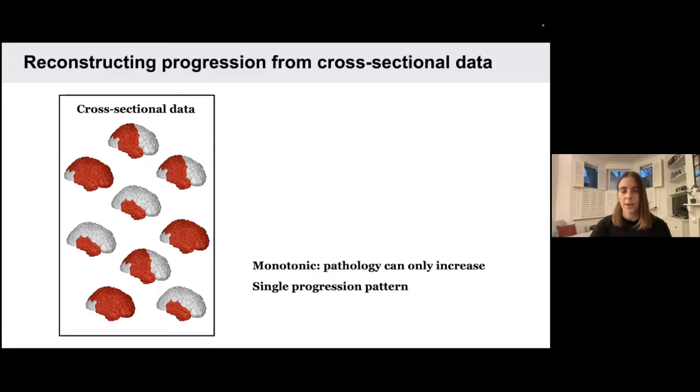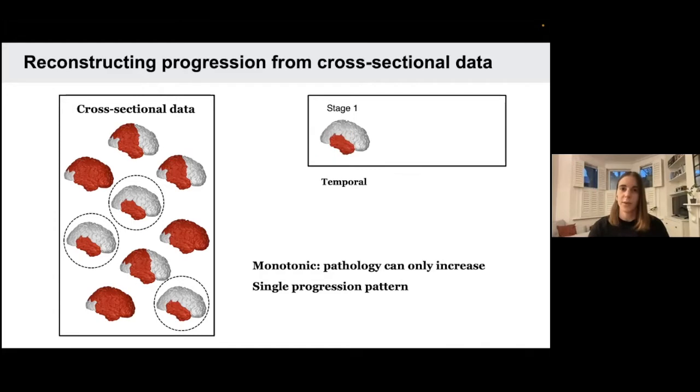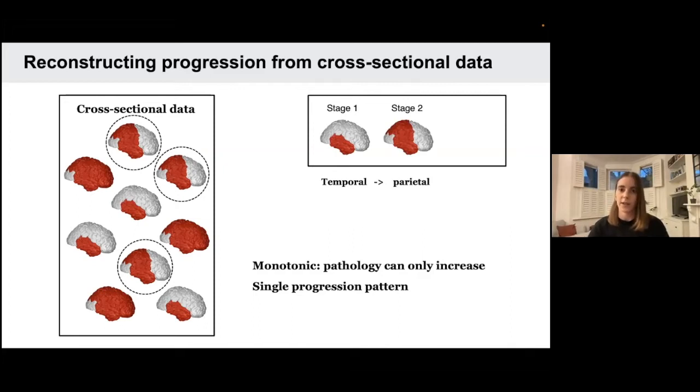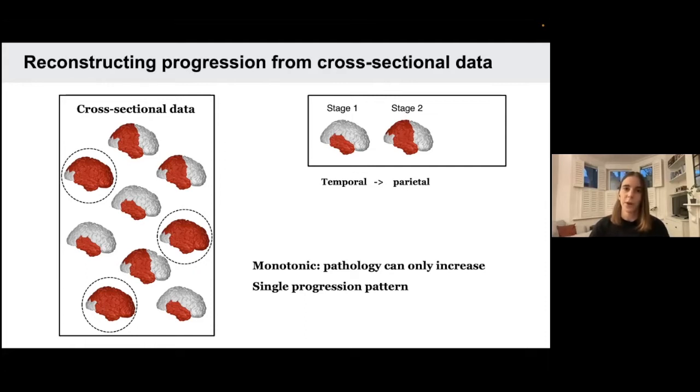So to give an intuitive example of how this works, imagine that we collect the cross-sectional data set that I'm showing on the left from individuals at different unknown stages of the same disease. And what we can see when we look at this data set is that we have some individuals in which only the temporal lobe is affected. So we could infer that this hypothetical disease starts in the temporal lobe. We also have some individuals in which the temporal and parietal lobes are affected. So we can infer that the parietal lobe is affected after the temporal lobe. And then finally, we have some individuals in which the temporal, parietal, and frontal lobes are affected. So we can infer that the frontal lobe is affected after the temporal and parietal lobes.